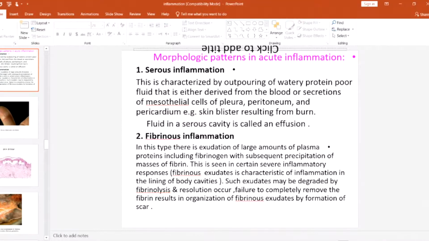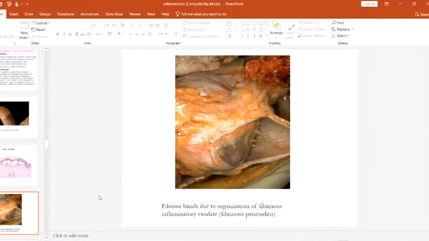Now the second is fibrinous, as the name suggests. What is fibrinous? It means protein, meaning exudate, meaning severe inflammation. Example: pericarditis, inflammation of the pericardium. What is the pericardium? It is the tissue that covers the heart. This is the heart and this is the pericardium. It protects and covers the heart, so there will be inflammation of the pericardium.